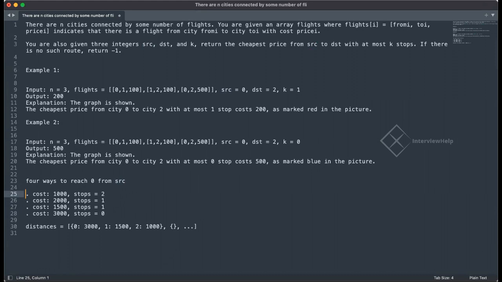These are just different ways to reach 0 from the source. Okay, so with 0 stops is 3,000, 1 stop is 1,500. So I'm saying this is the amount of information you need, right?